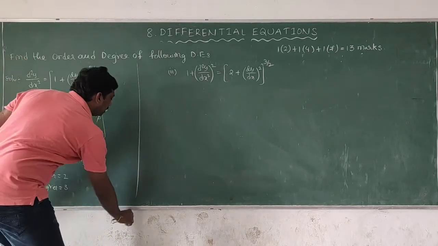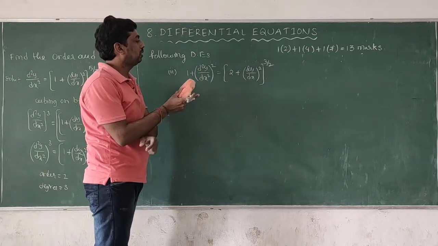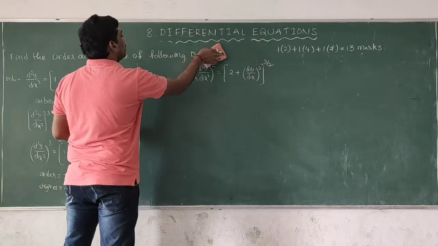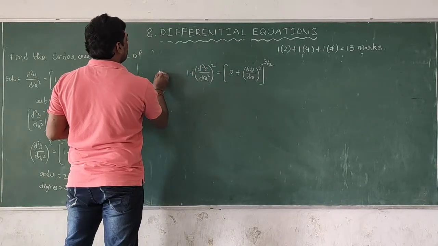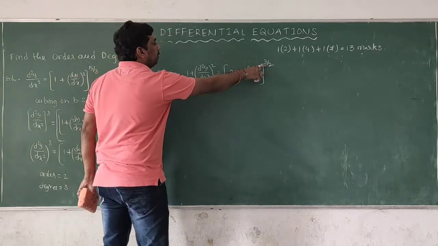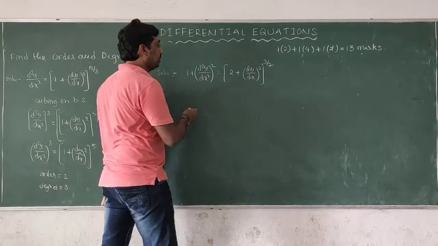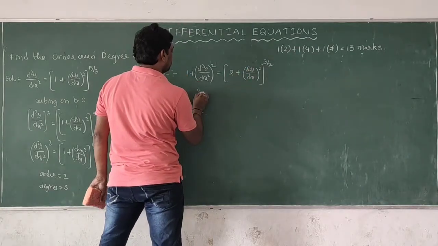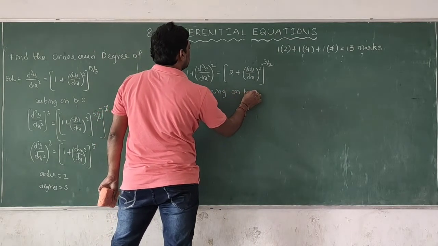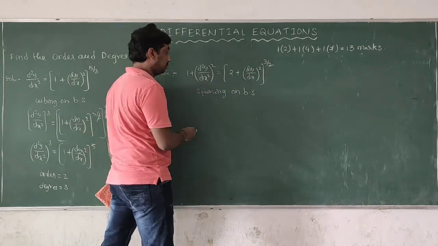Next, the second one: (1 + d²y/dx²)² = (2 + (dy/dx)²)^(3/2). In the solution, write down the given problem as it is. Here we have a fraction, so we need to reduce the power to integers. Because of the 2 in the denominator, we square on both sides. Here the power has 3, so cubing, and the 2 means squaring on both sides.